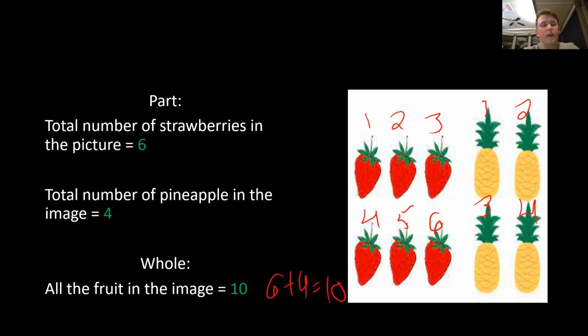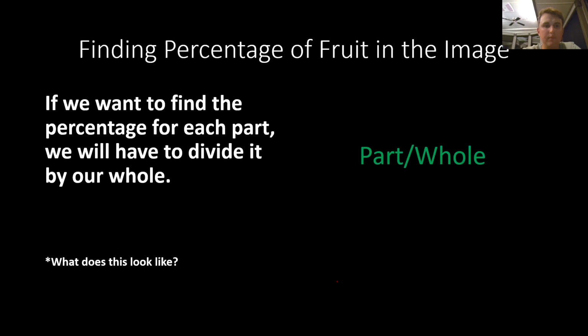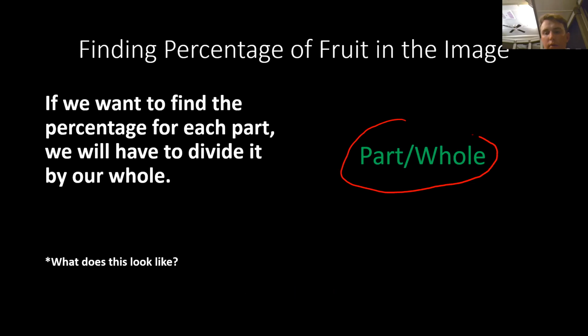Please take this information down. Stop the video if you need to do so. Finding the percentage of the fruit in the image. If we want to find the percentage for each part, we will have to divide it by our whole. So that's what this will look like: part divided by our whole, and I circled that there. What does this look like?